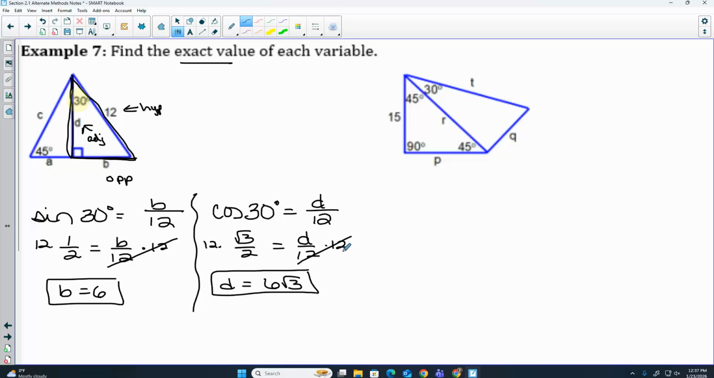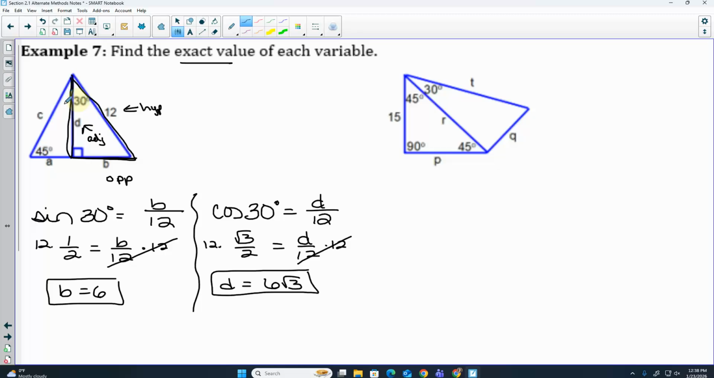Does everyone understand how I got those two? I still need A and C. Now, we can continue using these trig functions. If you know some other tricks, you can use those as well. If this angle is 45 degrees, what's this one?